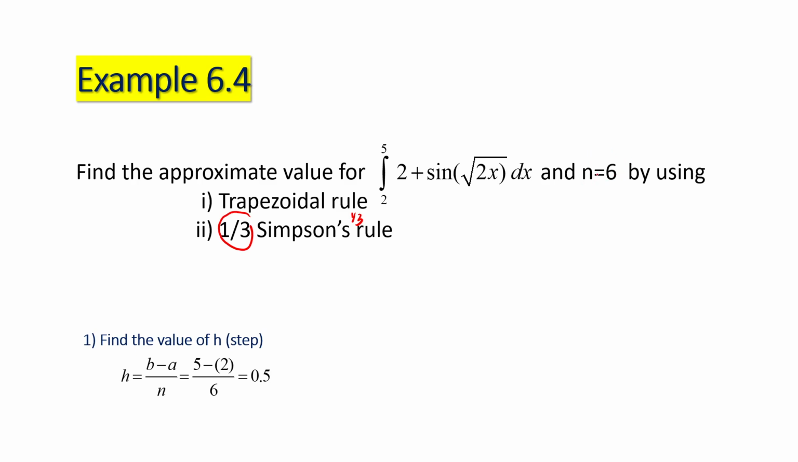Sometimes in the question, let's say they give you n equal to 7 and ask you to solve it using an appropriate method. If n equal to 7, this is an odd number. Hence, you cannot solve it using Simpson one-third. You can only solve it using the trapezoidal rule. So for both cases, first of all, given n, you find the h. You have 5 minus 2 divided by 6. So 3 divided by 6, you get 0.5.